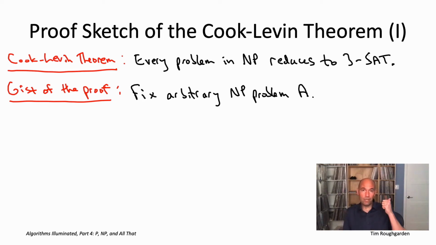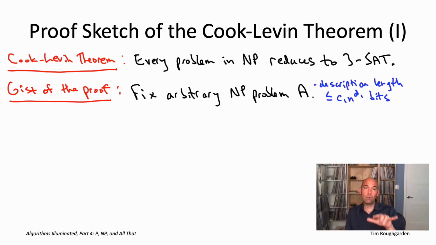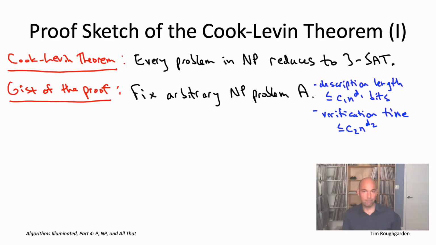So first of all, we know that candidate solutions must have length polynomial in the input size. So let's say describable in at most C1 times n raised to the D1 bits, where n is the size of the input. And then secondly, we should be able to efficiently recognize purported solutions. So given one of these candidate solutions, which again has at most polynomial length, we should be able to check whether or not it constitutes a feasible solution in polynomial time. Say time at most C2 times n raised to the D2. Here, C1, C2, D1, and D2 are all constants independent of n.